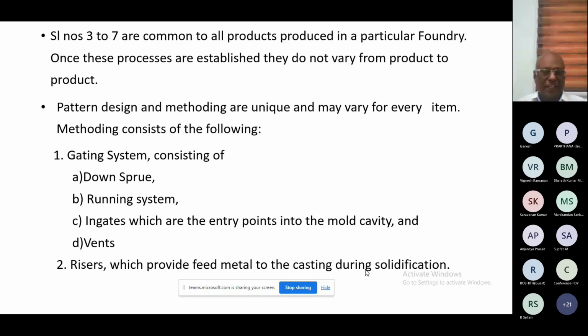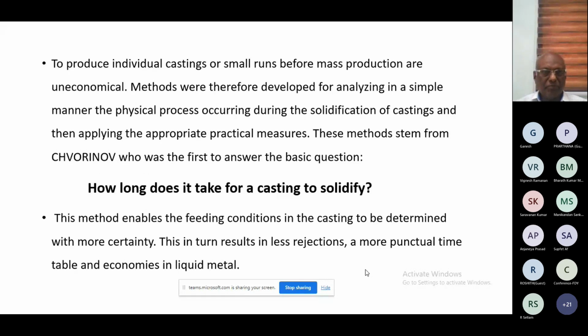Methoding consists of the following: gating system and risers. Gating system consists of downsprue, running system, ingates, and vents. Risers provide feed metal to the casting during solidification.